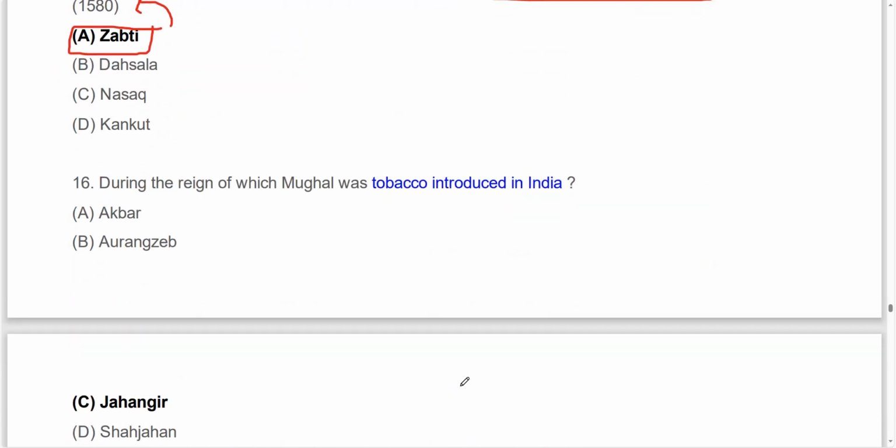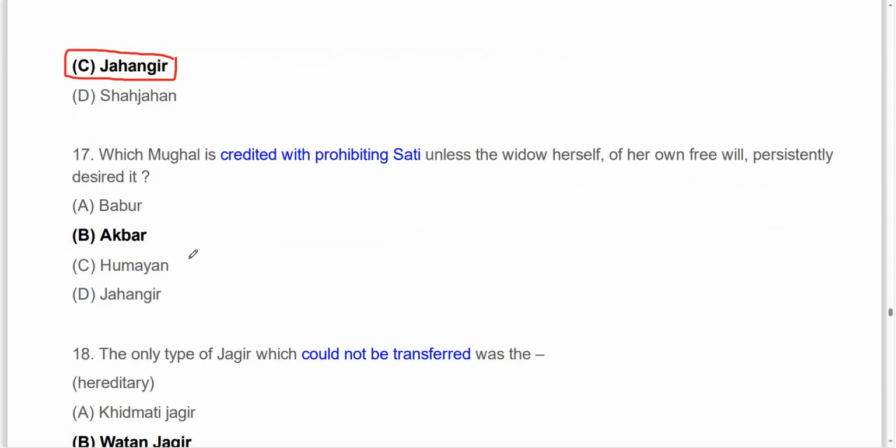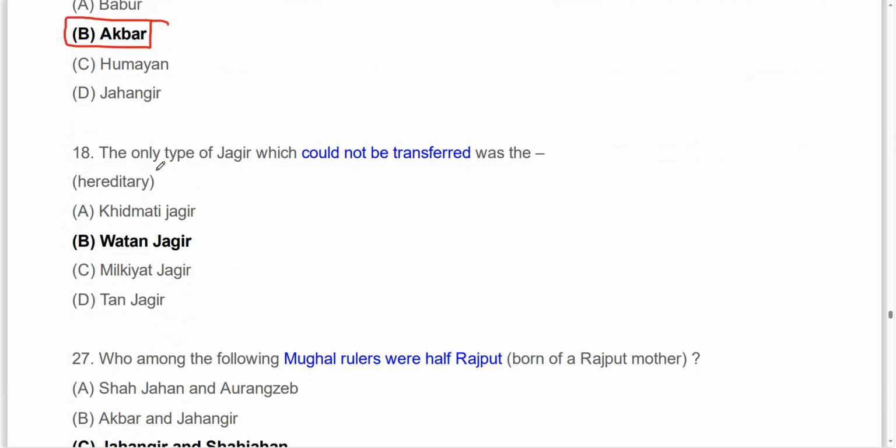Moving on, during the reign of which Mughal was tobacco introduced in India? Jahangir. Tobacco was introduced in India during the rule of Jahangir. Which Mughal is credited with the prohibition of sati unless the widow herself, of her own free will, persistently desired it? Akbar. We just have seen this question. Moving on.